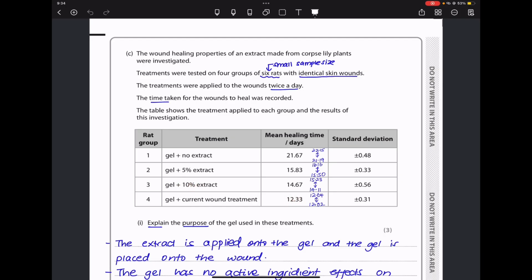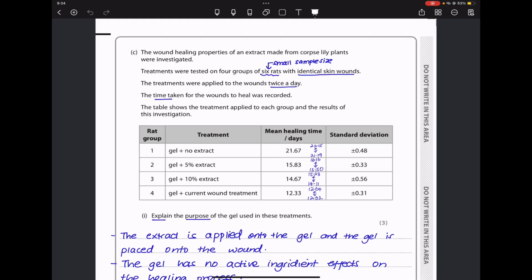So based on the information given, this looks like it's the best. And if we look at this column here, we have standard deviation, meaning the experiments were repeated, a mean was calculated, and we can compare the higher and the lower to the mean. If I use these values here, when I add 21.67 plus 0.48, I get 22.15, and 21.67 minus 0.48 is 21.19. So I did the same thing for all results, and I saw there was no overlap.